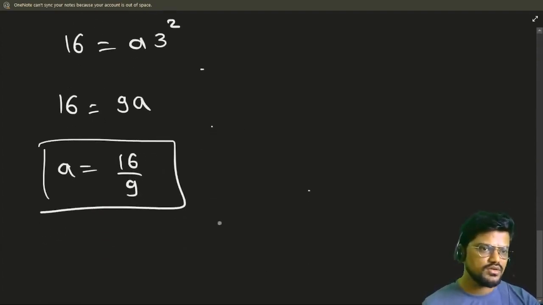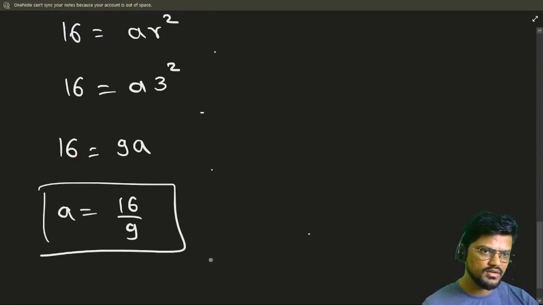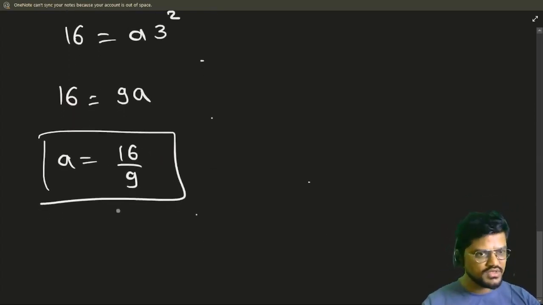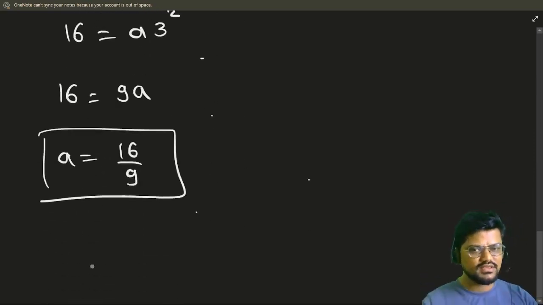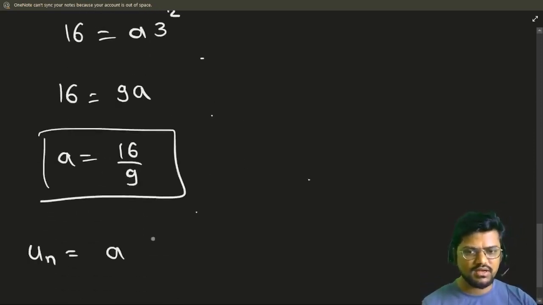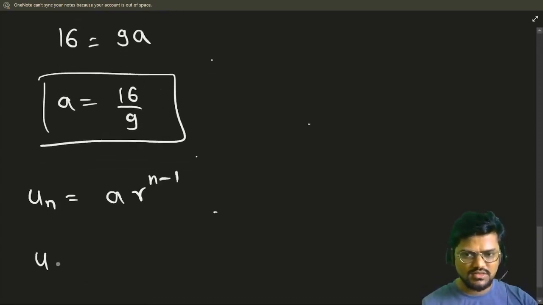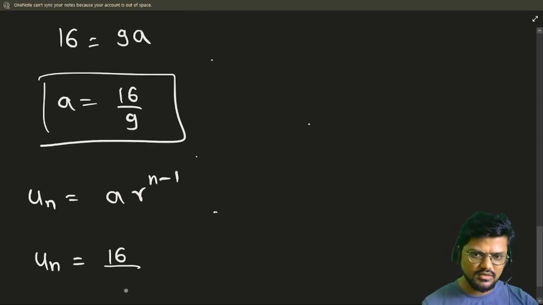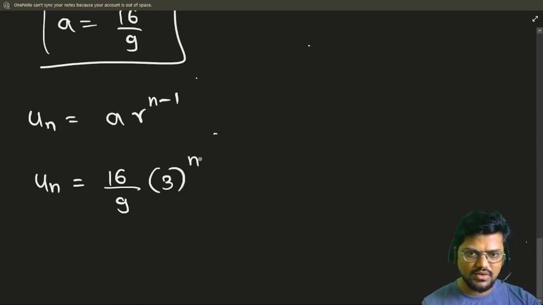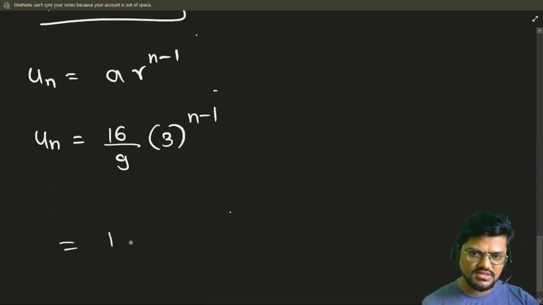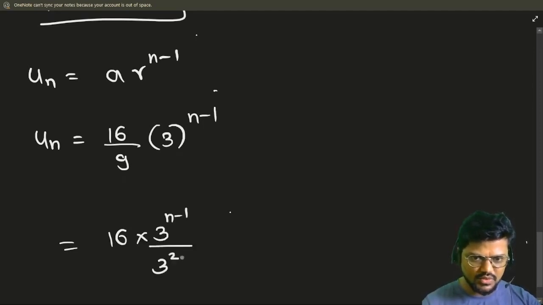Fine. Now what you need? Yeah, anything you're asking, Bhumi? Okay. So this is your first term of the geometric progression, and this is your common ratio. Once you get the first term and the common ratio, you can find any term. Now you need the nth term. The nth term is given by ar raised to n minus 1. So nth term can be written as, a is 16 upon 9 and r is how much? 3. 3 to the power n minus 1. Fine. So this is 16, but this 9 can be expressed in the power of 3. So 3 to the power n minus 1 upon 3 to the power 2 I can write.